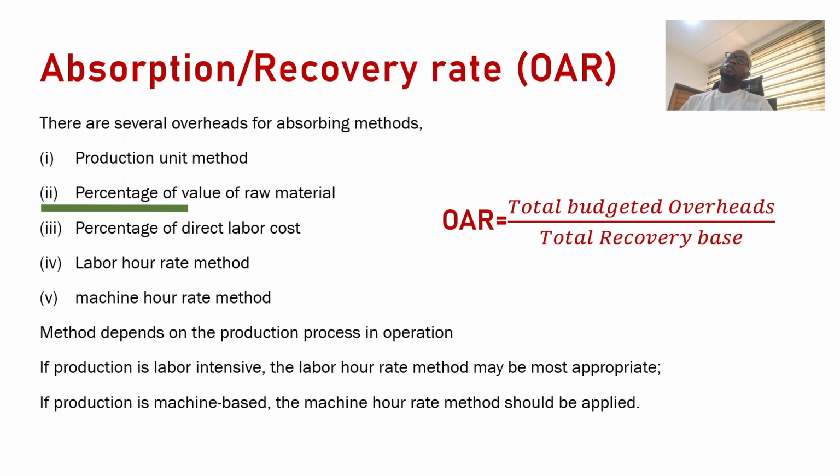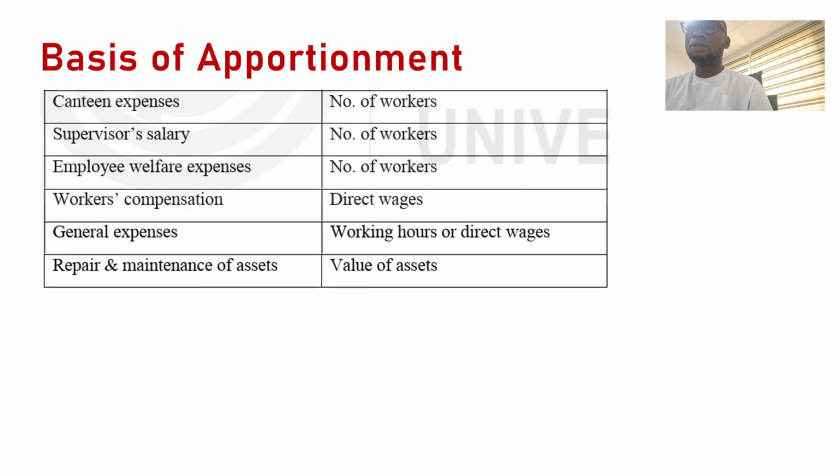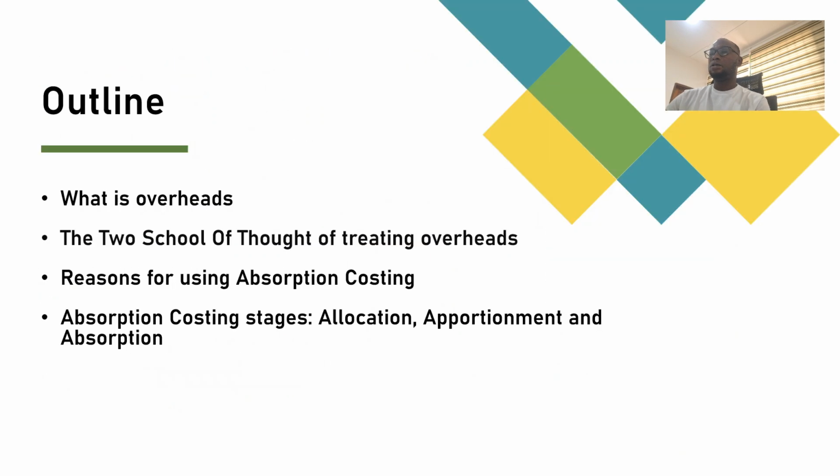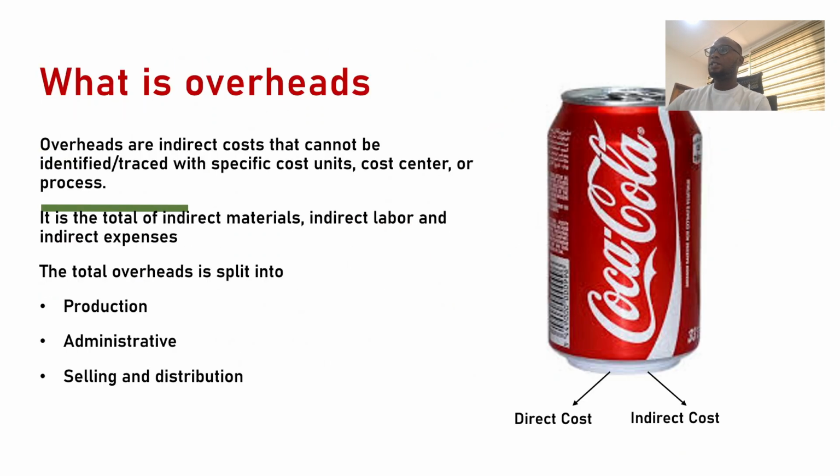Now, the last part is the overheads absorption or the overheads recovery rate. Now, I explained here to you that the overheads recovery rate, we are adding to the cost per unit of a product or cost center, cost unit or department to ascertain their full cost. So when we take, say, a product, let me use this one as an example, the Coca-Cola. If we say the full cost per unit of Coca-Cola is $1.20, okay?